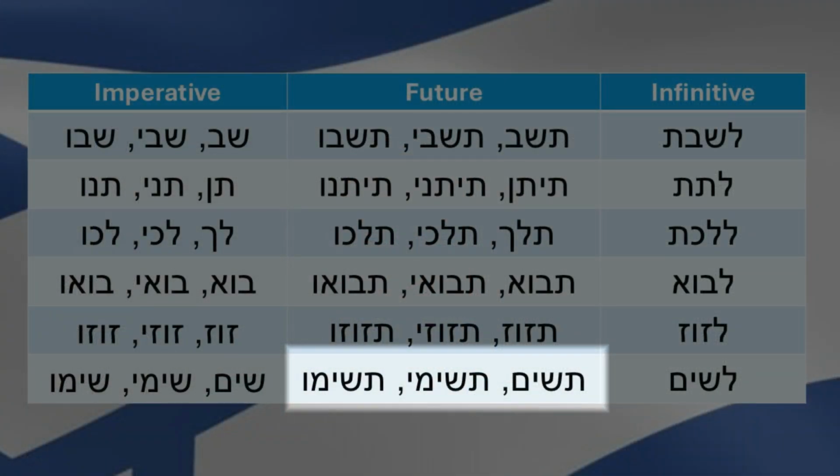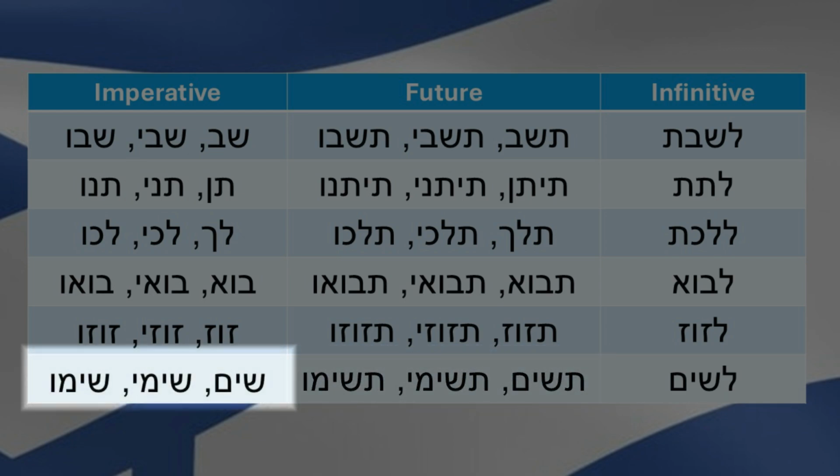Lasim means to put, and so you can say put something there, but I also hear this one so often when a teacher is asking the students to pay attention. To say pay attention in Hebrew, it's lasim lev. It's like put your heart, right? Kind of put your heart to this thing that I'm about to tell you. And so future tense, tasim, tasimi, tasimu, and the imperative sim, simi, simu.